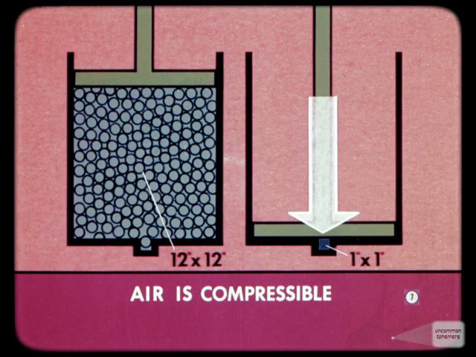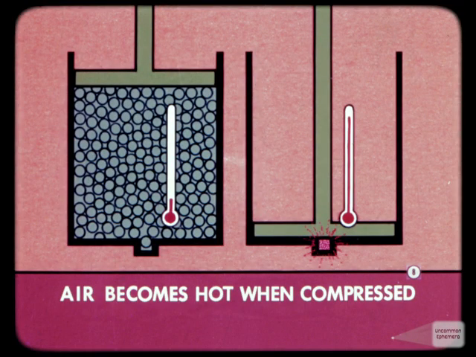Frame 7. Air has the property of being compressible. For example, 1 cubic foot of air, as shown here, can be packed into 1 cubic inch or less. Frame 8. Air also has the property of becoming hot when it is compressed. The molecules of air rub against each other and produce heat.